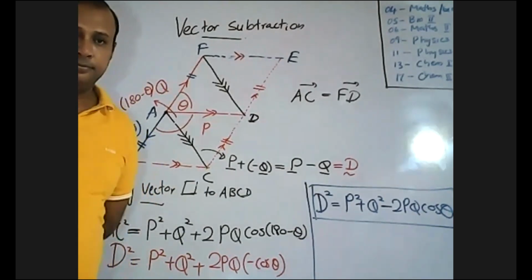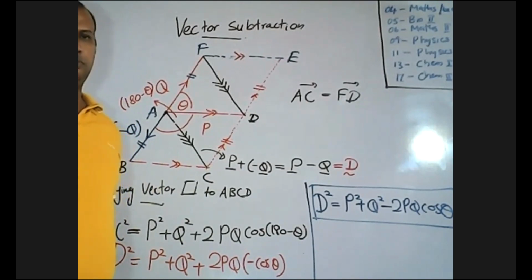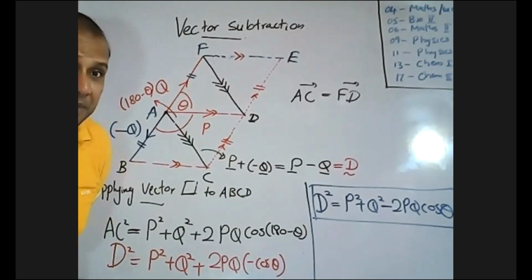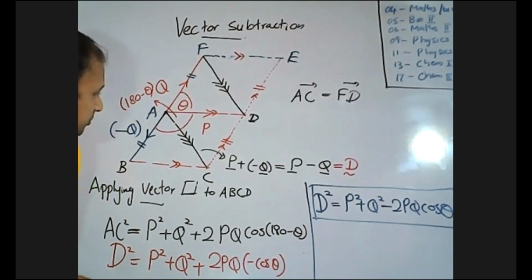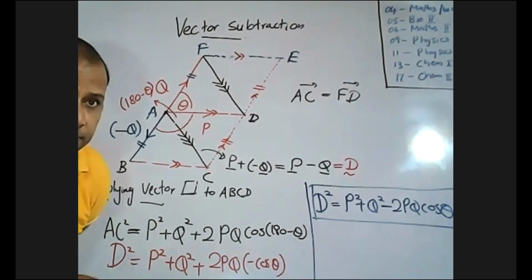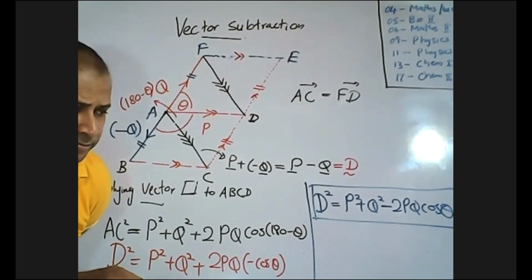The second point, complete the vector parallelogram to add P and minus Q.